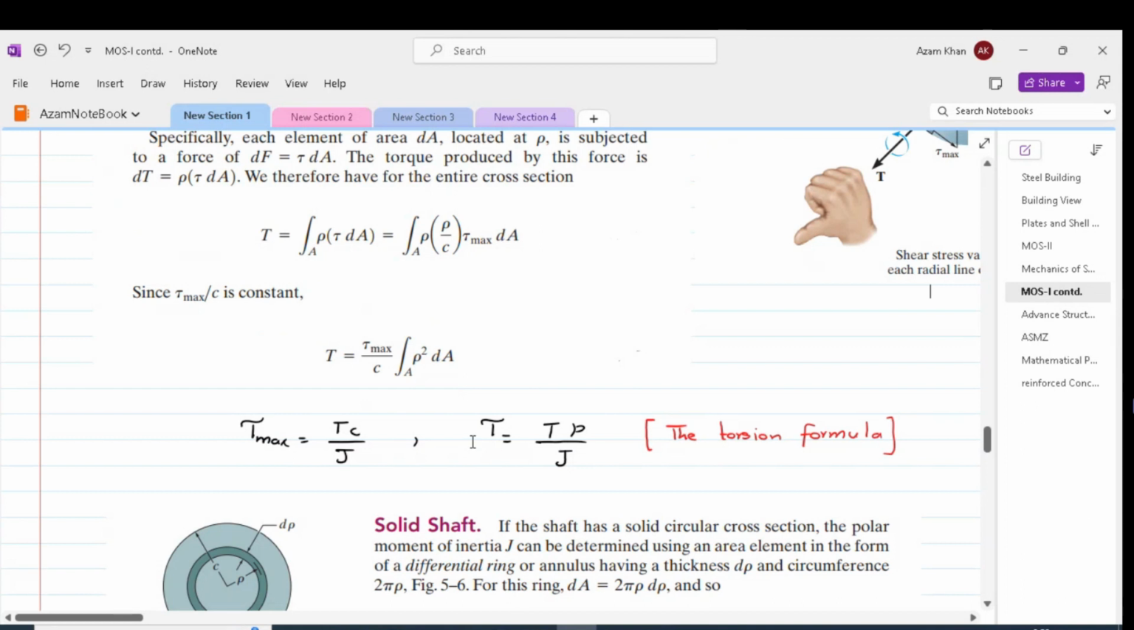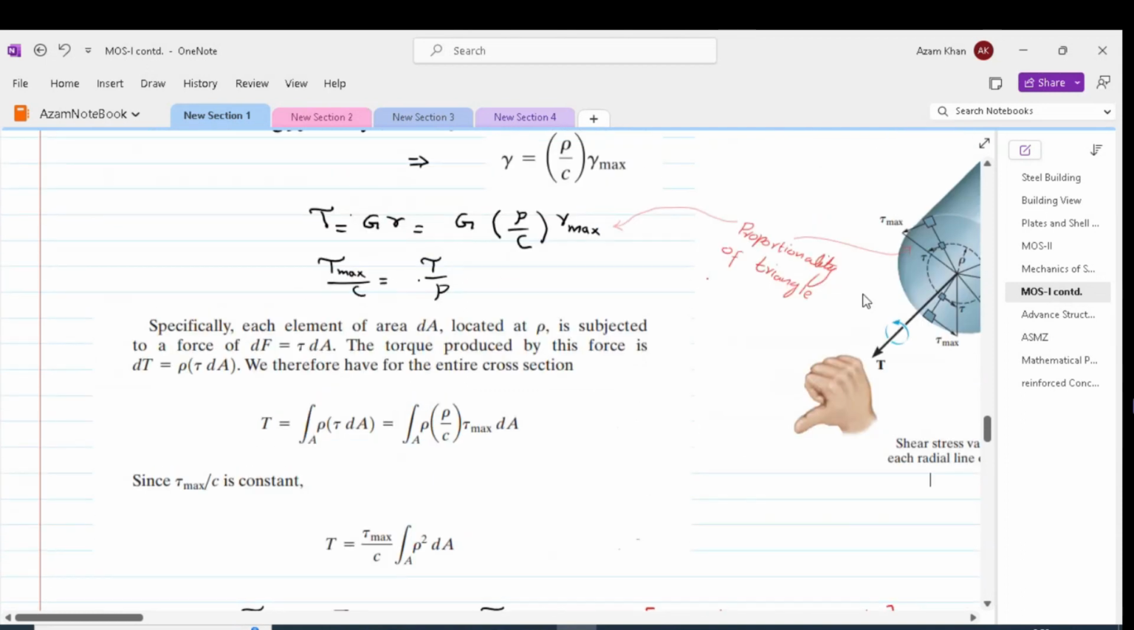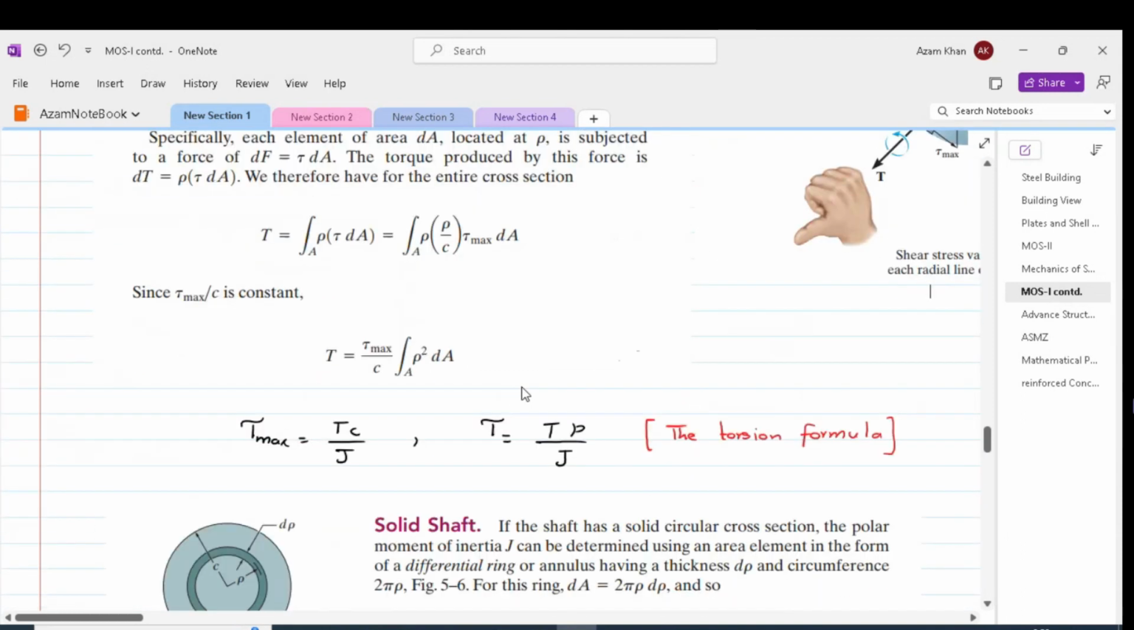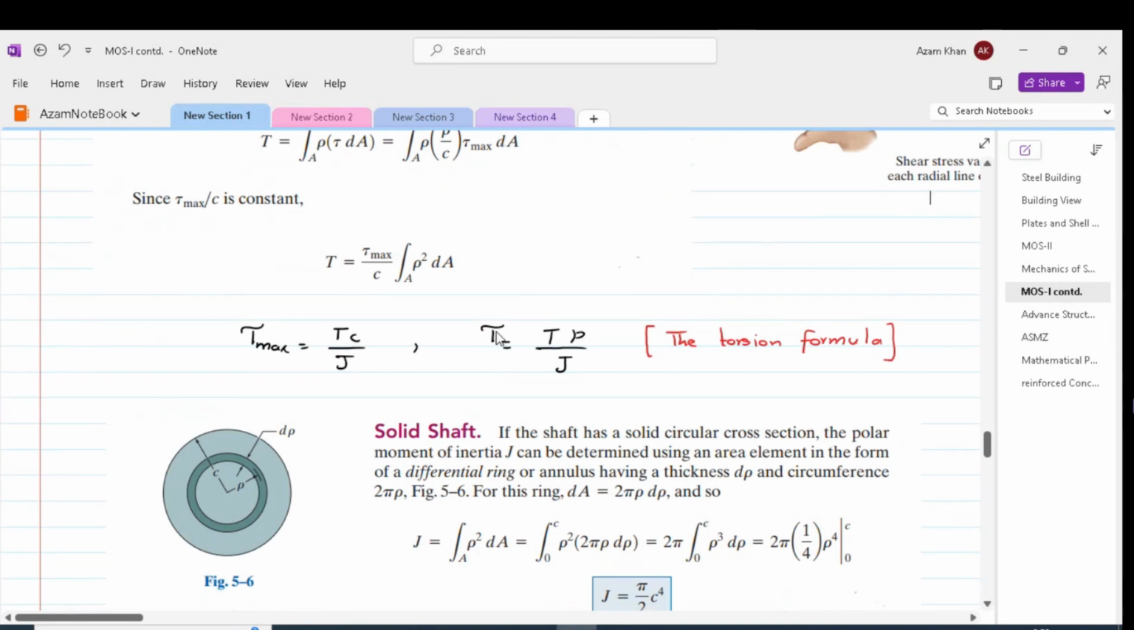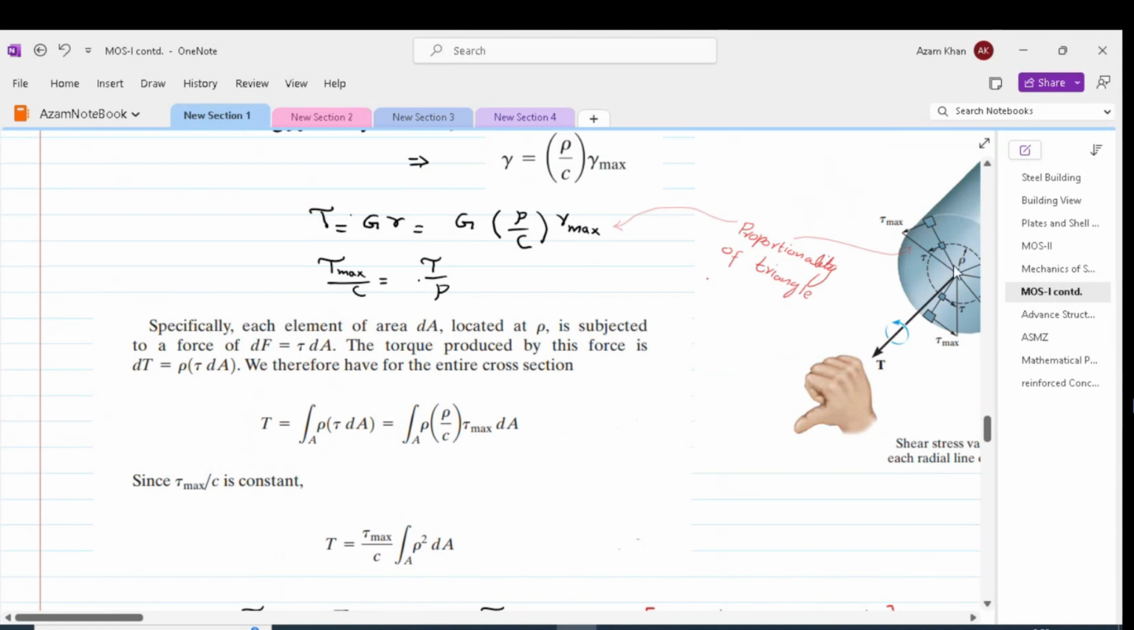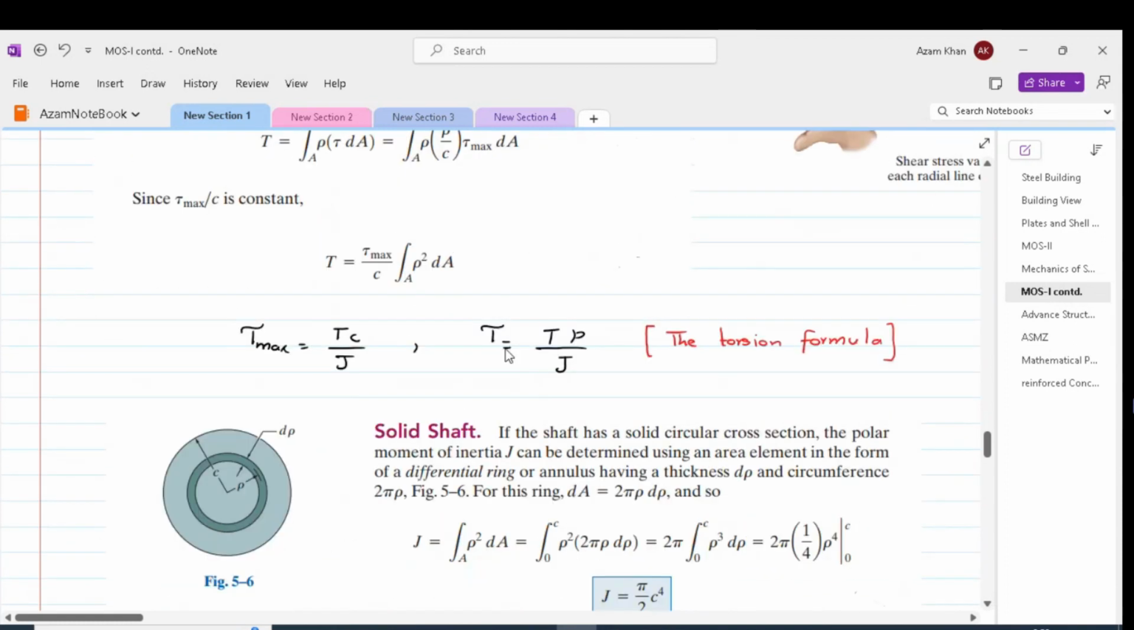So tau max will be equal to T times c by J. Similarly, based on the proportionality of tau max and tau, we can write tau, which is the shear stress at any location rho from the axis of the shaft, would be equal to T rho by J.